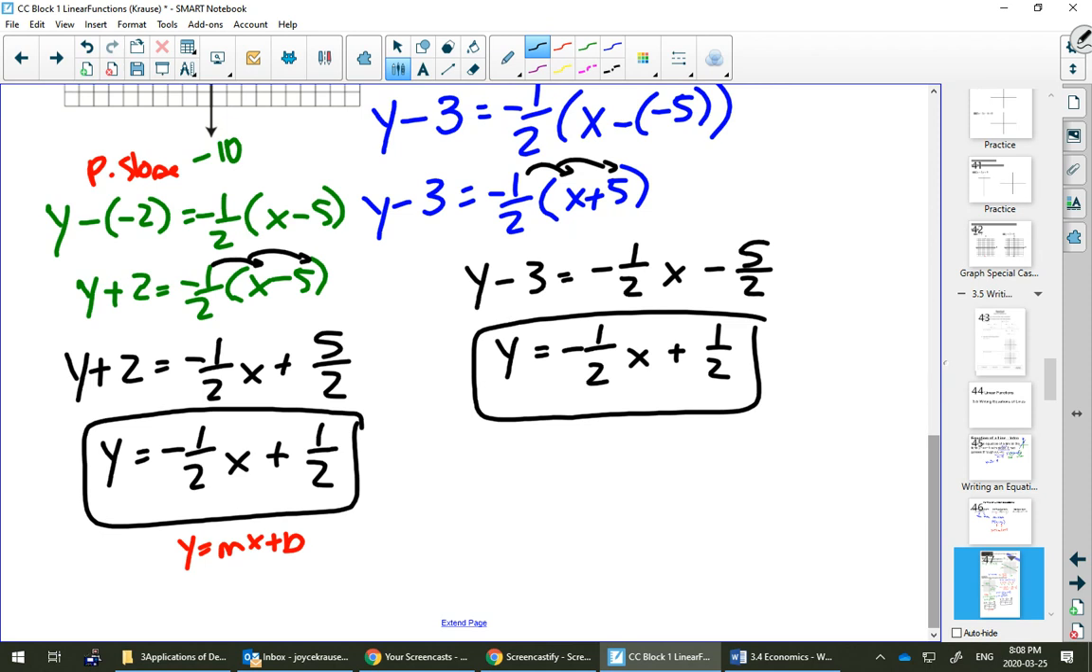When we write them in point-slope form, they won't always look the same because it depends on what point we picked on the graph. But as long as the points that we pick are all on the same line, the equation should all simplify down to y equals mx plus b.